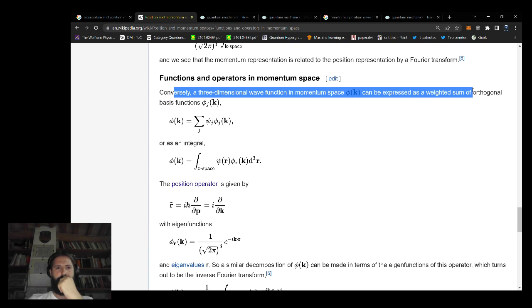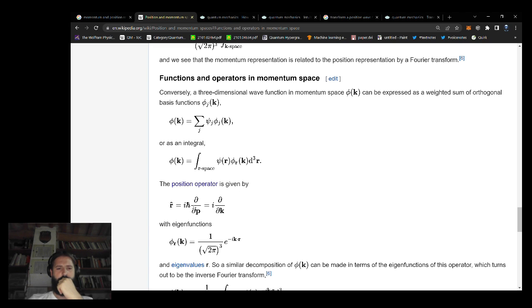Can be expressed as a weighted sum of orthogonal basis functions. Okay, but this is where you actually introduce that. Give me a second. So you're saying the position operator is basically the derivative of the momentum operator. That's how you're introducing that other thing, so that you're doing that relationship.